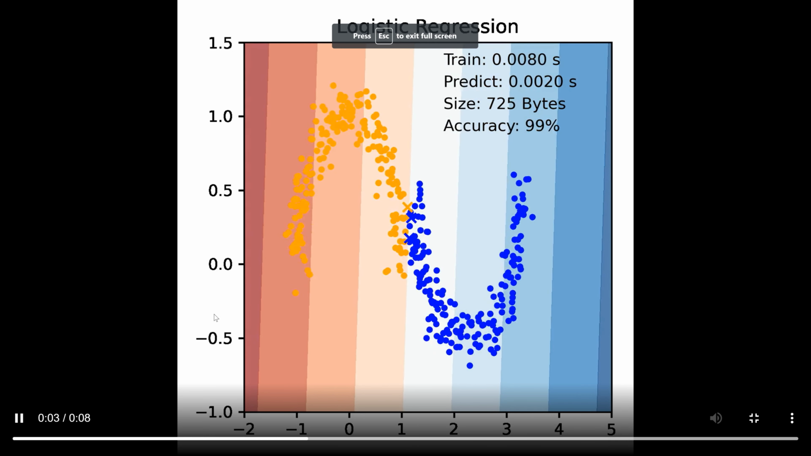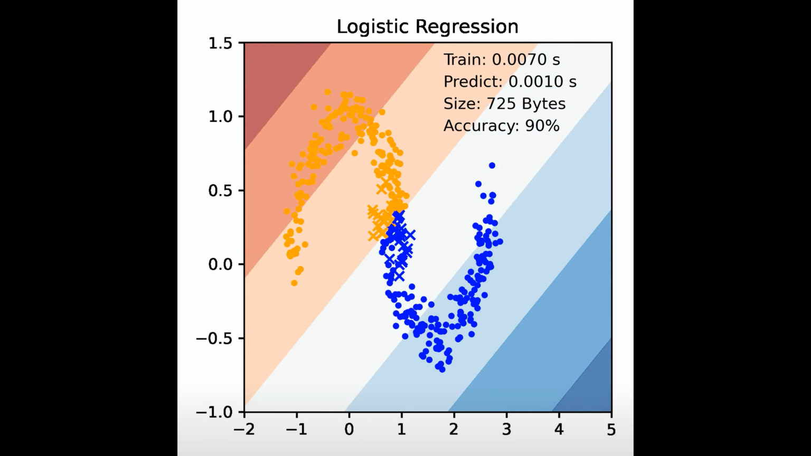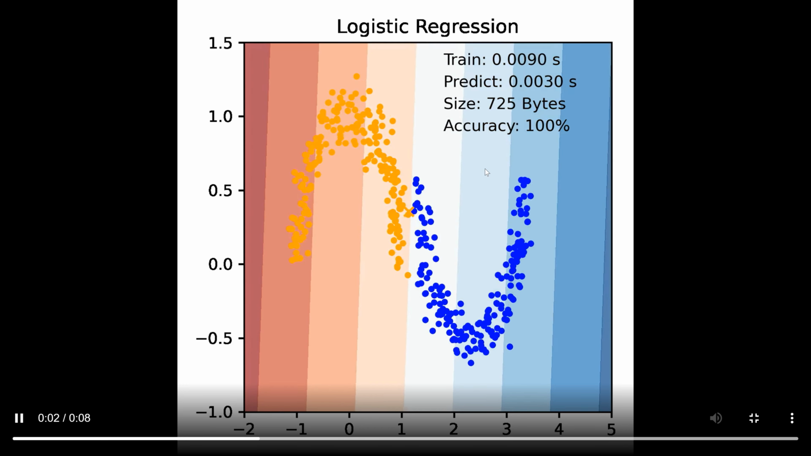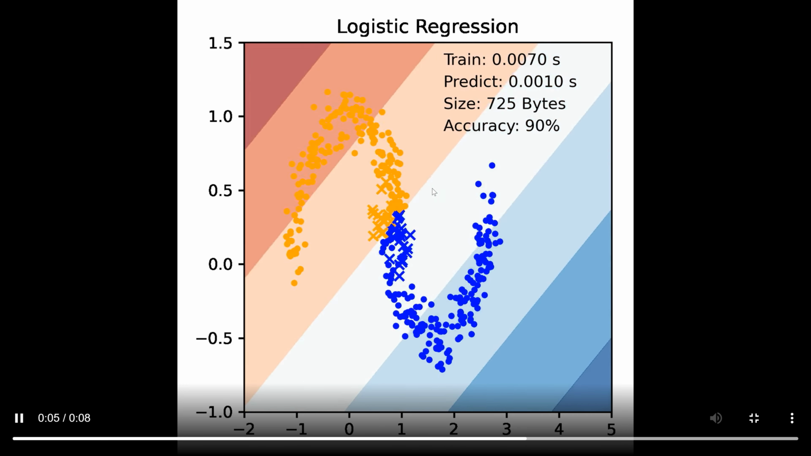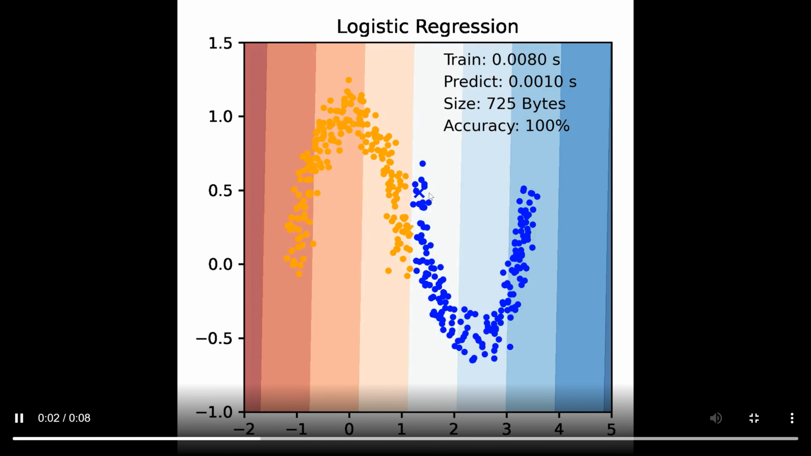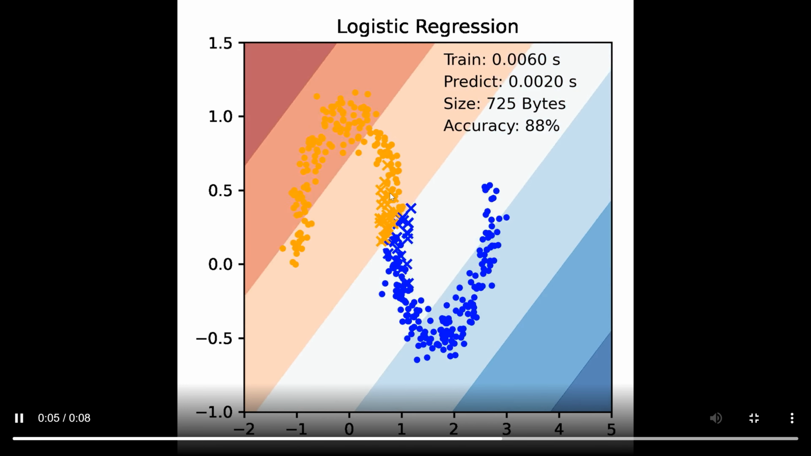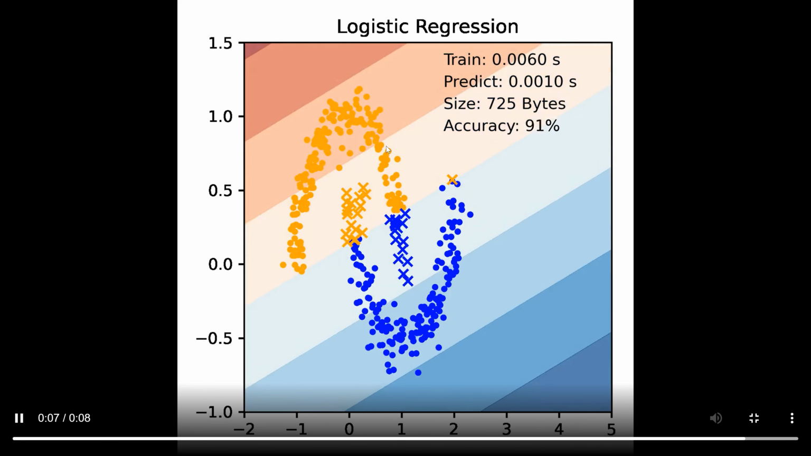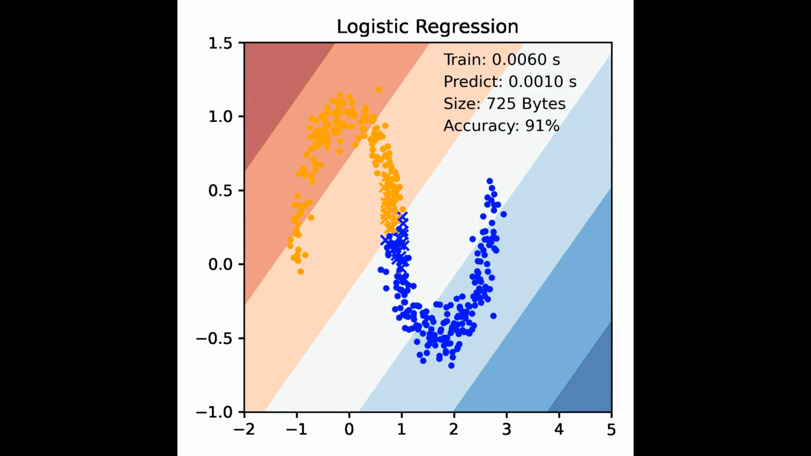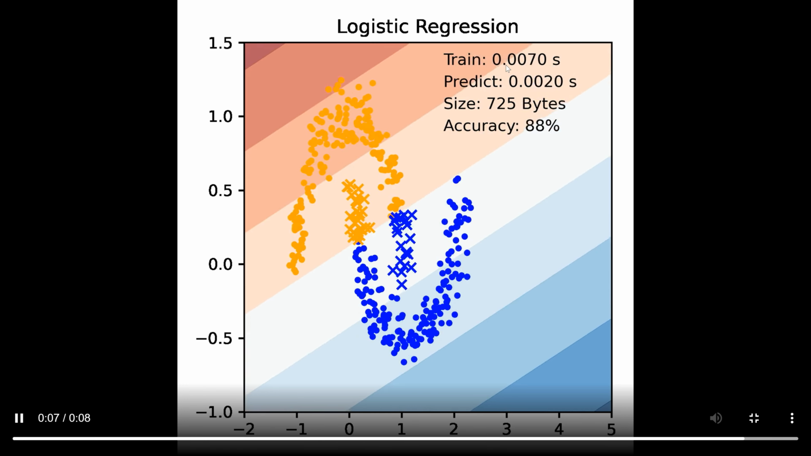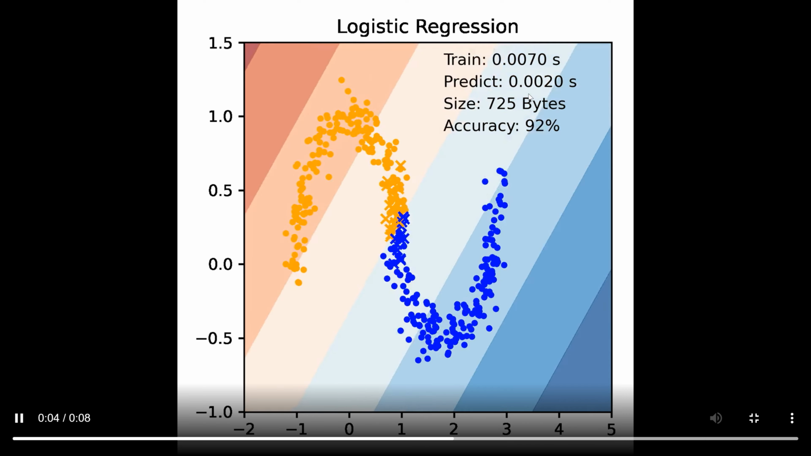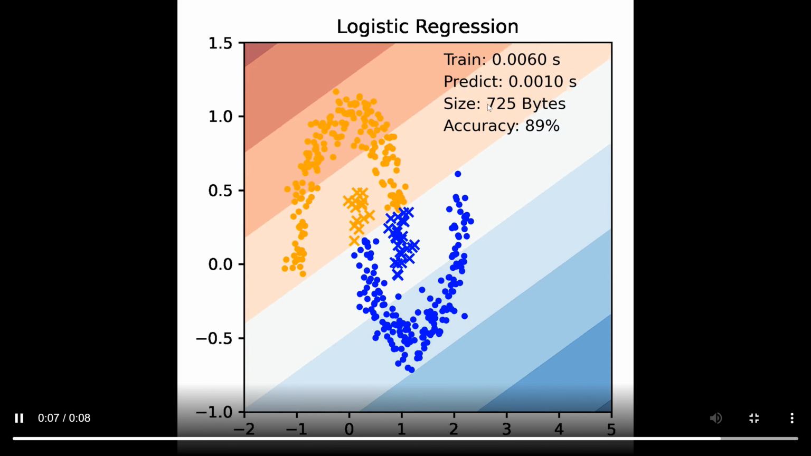Here are two crescent data sets that are moving together, and you can see the X's are where there's a misclassification. You can see the blue shaded line that basically is the logistic regression predicting that it's going to be a blue dot if it's on that side of the line. And if it's on this side of the line, on the upper quadrant, then it's going to be an orange dot. There you can see the probabilities as well. You can see the train and predict times are very fast, and the size doesn't change. It's very memory efficient as well.